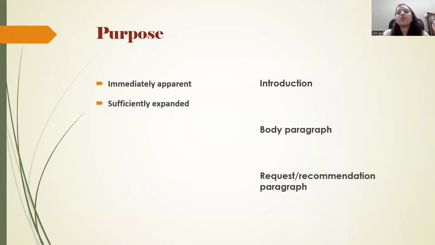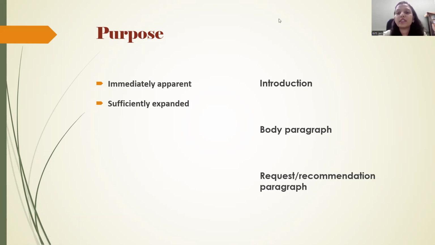So the first criterion is purpose. There are two features. Here you can see it should be immediately apparent and sufficiently expanded into the course of the letter. Now, you know that medical professionals are always busy, right? And they want to have the information handy. So, immediately apparent, the reader should know straight away what the reason for writing is. Okay, so it should be immediately apparent.